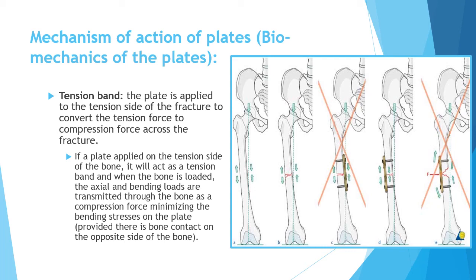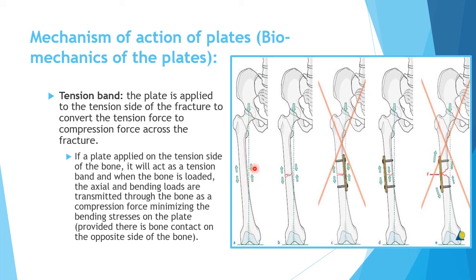Another important mode for the plate in fracture is tension band mode. So how can the plate be a tension band mode? We're going to explain this using these pictures from the AO website. So this picture here is of a femur. The forces on the femur go on this mechanical axis.